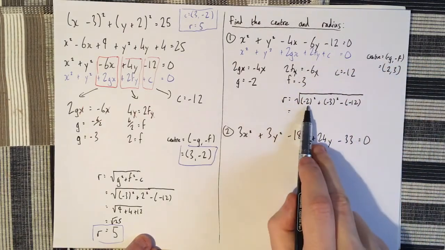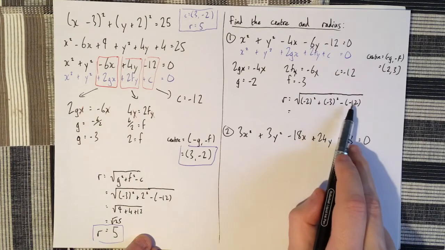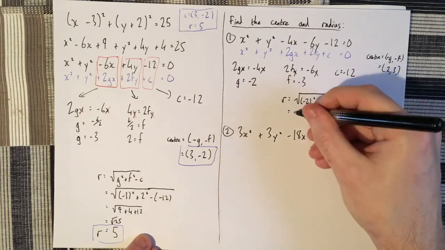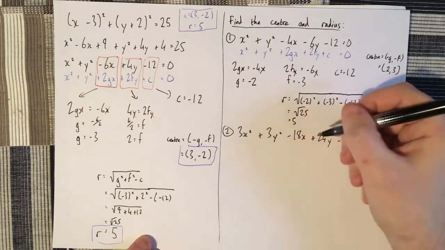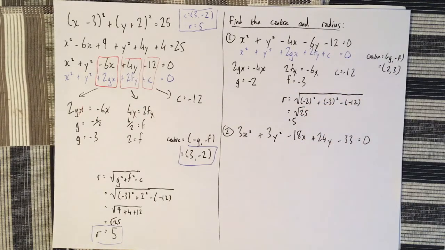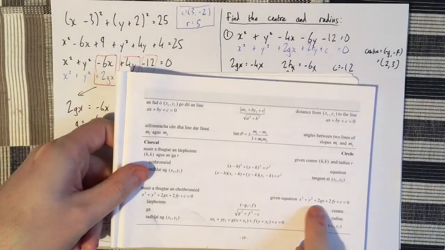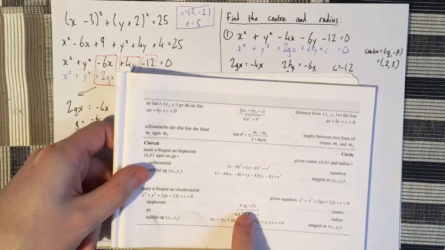So 4 plus 9 plus 12, so that's going to be 25 again. So the radius is equal to 5 there. All right, so center is 2, 3, radius is 5. So it was in this form, so I use this for the center, this for the radius.